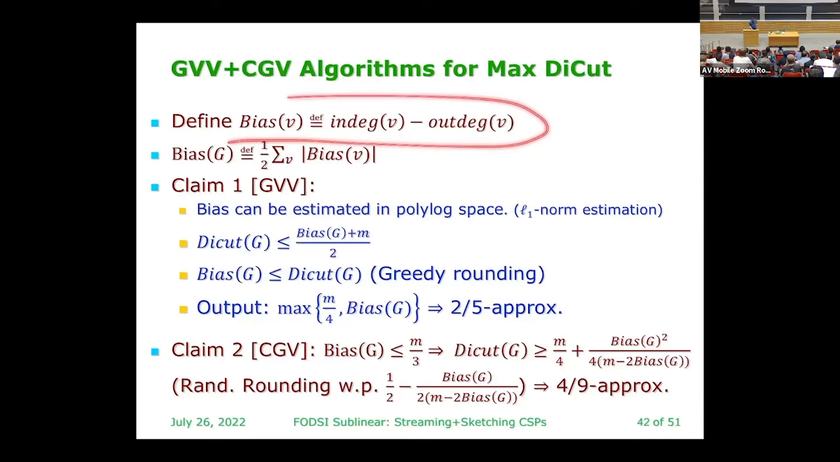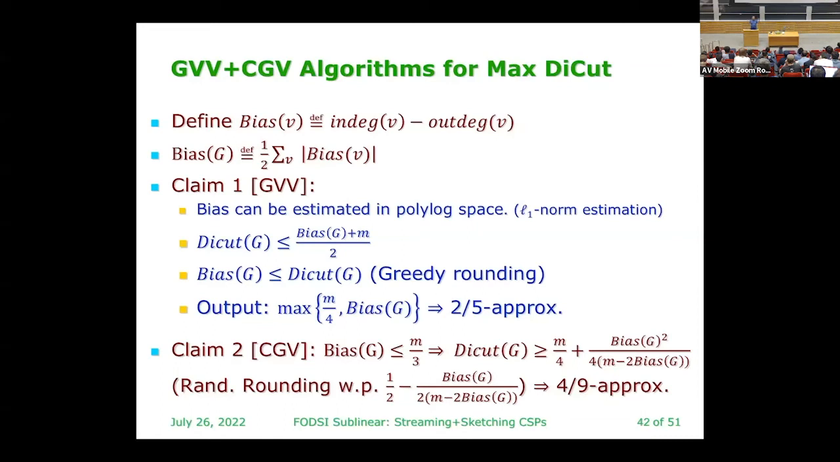The bias is a huge vector of n elements. I cannot store this entire bias vector. However, what I'm interested in at the end is the L1 norm of that vector, and L1 norms can be approximated very efficiently. Every constraint that comes in, every edge that comes in, says: add 1 to this coordinate of the bias vector, subtract 1 from that coordinate of the bias vector. I have to compute L1 norms under linear updates in the turnstile model.